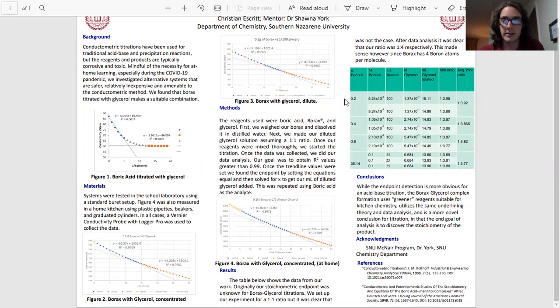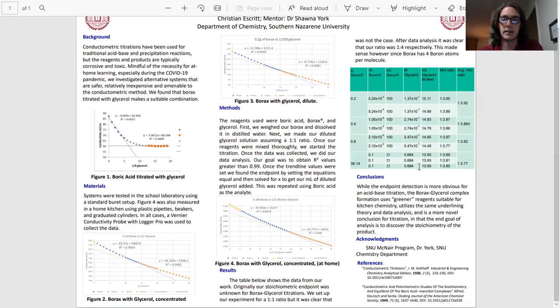And in this table here, you can see this is just our bunch of different titrations. And the main thing to focus on is the mole ratio for each one, and then the average mole ratio, which was close to 1-to-4. And as you can see, with increasing concentration, our accuracy actually got worse.